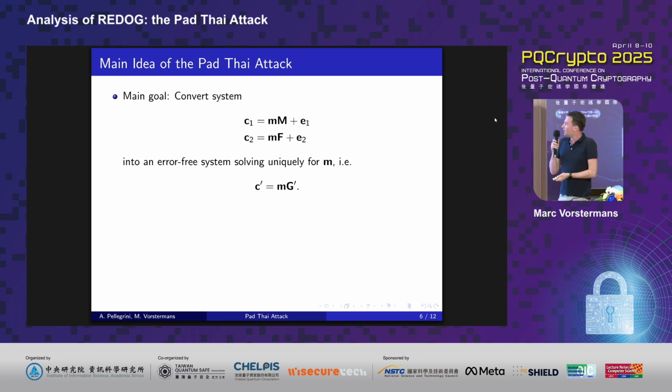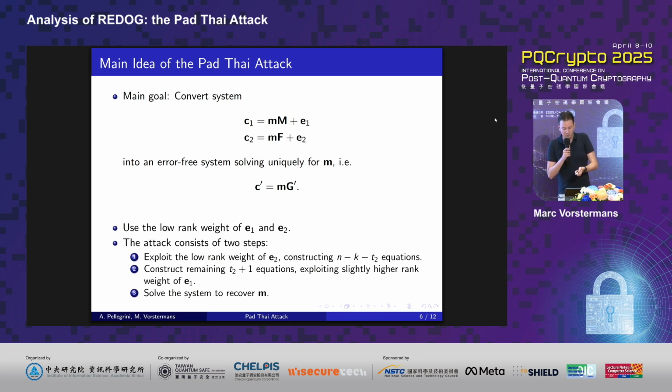So now that we know how the REDOG system sort of works, let's have a look at the attack. The main idea is as follows. It's a message recovery attack. We are given the ciphertext and public keys, and we aim to recover the message. The ciphertext is constructed by a little system where some error is being added. What we aim to do is convert that system into a new system that uniquely solves for the same message, but does not have any errors.